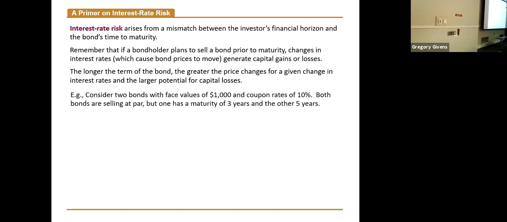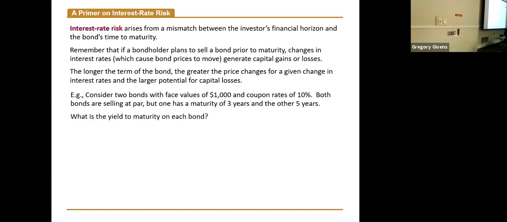Now, let's do an actual example to try to make this as concrete as possible. Levi, I think this will answer your question more fully. Let's consider two bonds that have face value of $1,000 and a coupon rate of 10%. So the coupon payments are $100 a year. Both bonds are selling at par, so they're selling for $1,000, which means the yield to maturity on both is just the coupon rate of 10%. The only difference in these two bonds is that one is a 3-year bond and the other is a 5-year bond. Okay, so one has a slightly longer term to maturity.